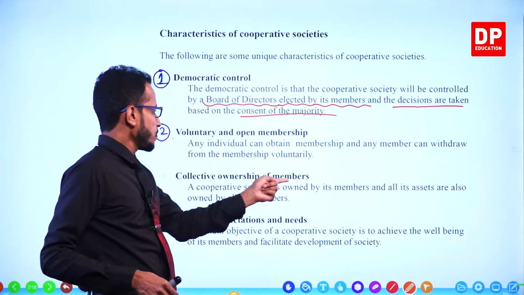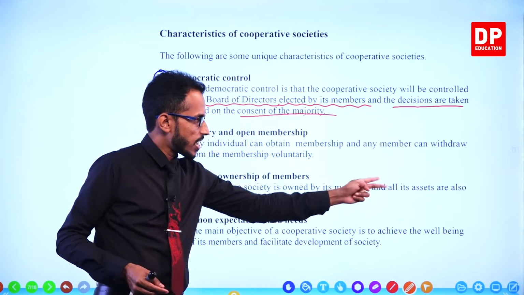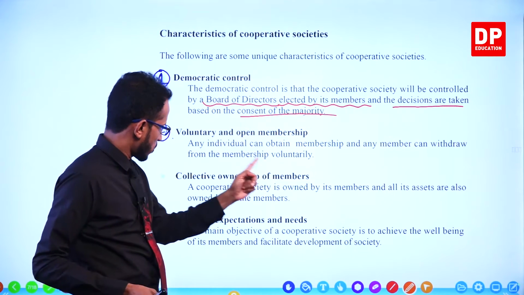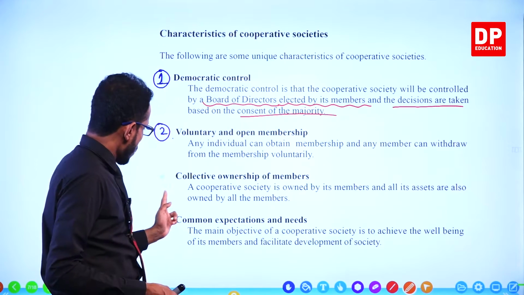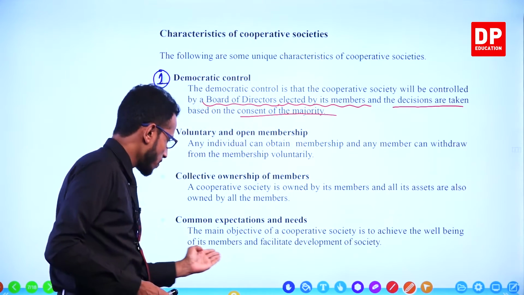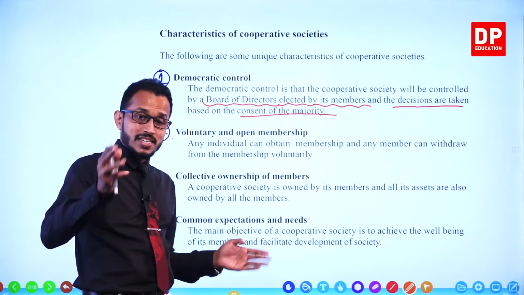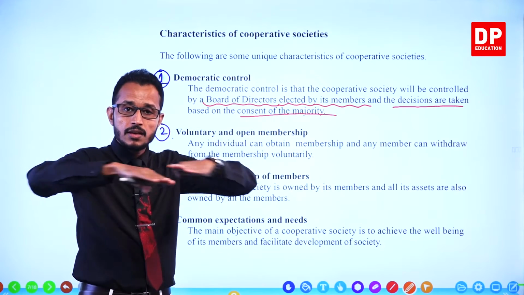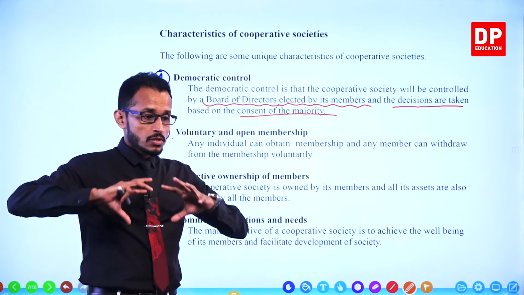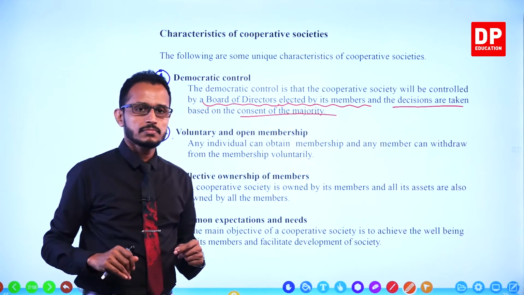Collective ownership of members. Everybody owns the society. A cooperative society is owned by its members, and all its assets are also owned by all members. Common expectations and needs: the main objective of a cooperative society is to achieve the well-being of the members and development of the society. So, common objectives or common expectations of the majority. And most of the time, the objective or expectation is social well-being.